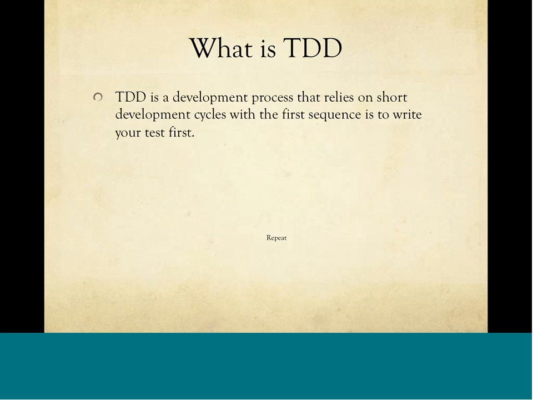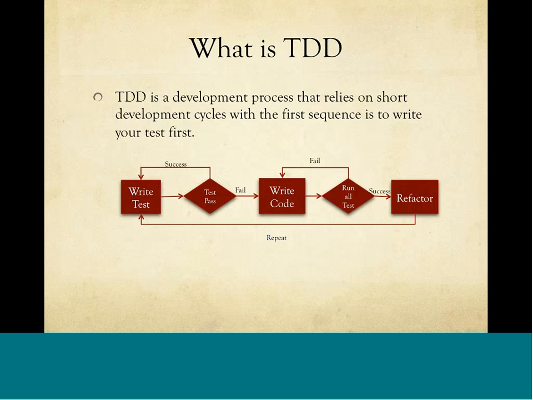TDD is a development process that relies on very short development cycles with a sequence. The first step is to write your test first. What we have here are the steps you normally follow when doing TDD. The first thing you do is write a test, run all of the tests that you have, and see if that test passes or fails. There are some situations where a requirement comes through and you write that test, and the code already does what you expect it to do. So you can write that test, the test passes, and you can move on to the next thing that you need to work on.